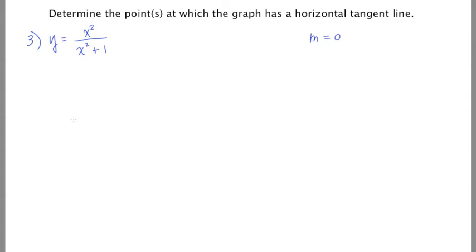Before we do the calculus, I'm actually going to draw the graph of this so we can maybe anticipate where these points might occur before we do the calculus and see that it is confirmed. So I'm going to start by drawing a graph.